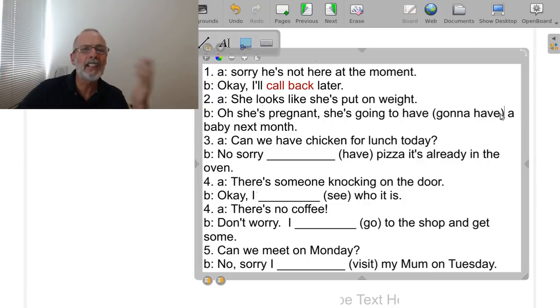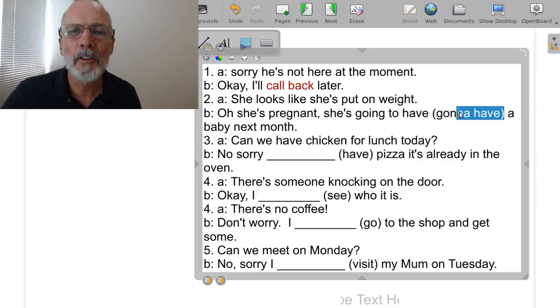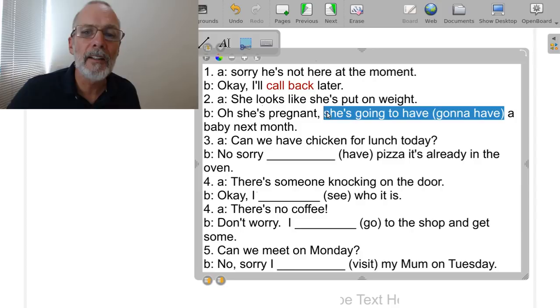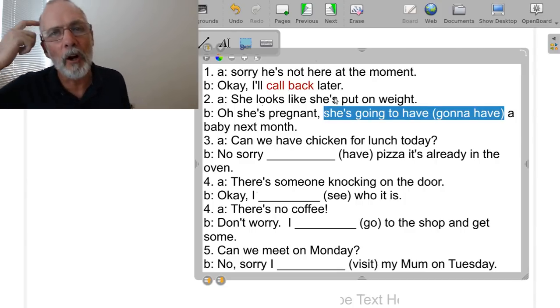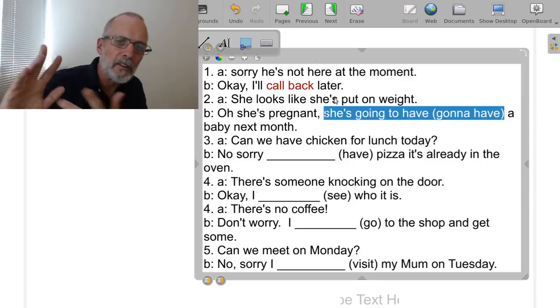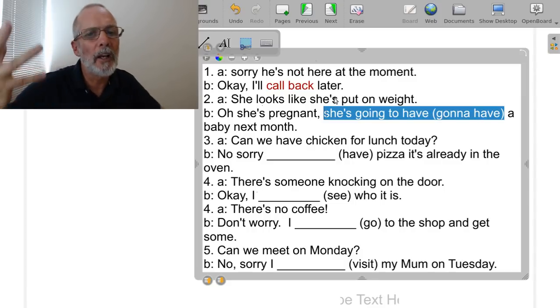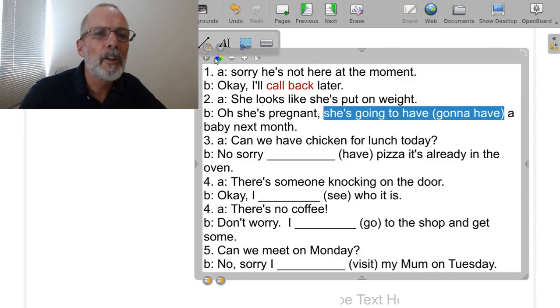Gonna have a baby is a plan. She didn't spontaneously decide or instantly decide after 8 months of pregnancy that she was gonna have a baby. It's already planned. It's not her plan, maybe, but it's a plan. It was decided before speaking. She's gonna have a baby.